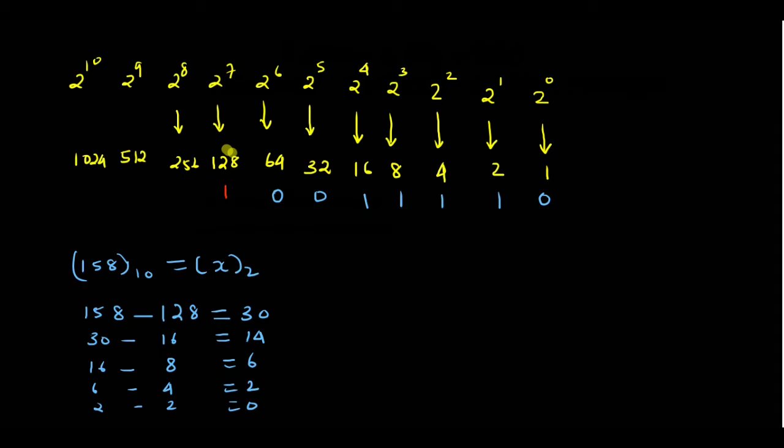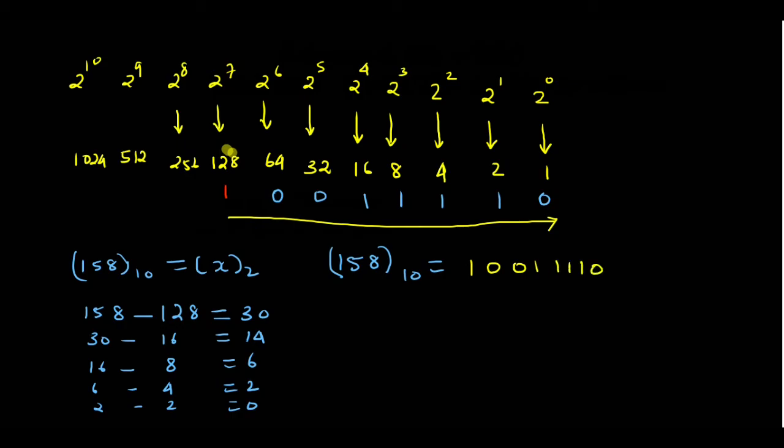Okay, now 158 in decimal is equal to, from the MSB I'll start writing. I'll start from 1, and like this I'll keep writing. So 1 0 0 1 1 1 1 0 is the binary equivalent of 158. We have used the power method. You will not be solving like this; you will be solving very quickly once you practice this.